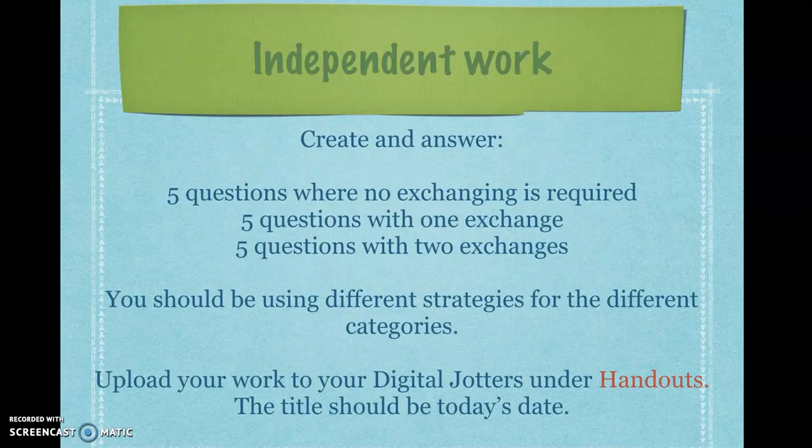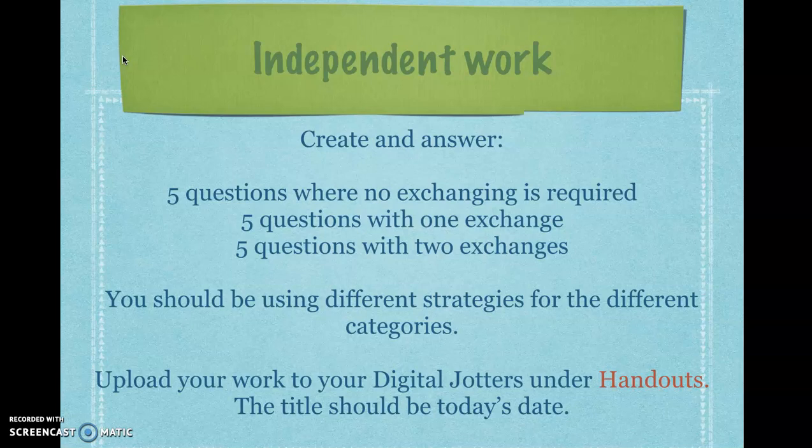I hope that all makes sense, and now I'd like you to do some independent work. You can write your results or your answers on paper and upload a photo, or you could do it on Word, it's up to you. So I would like you to create 5 questions where there's no exchanging required. So this is where all the digits on the top are greater than the digits on the bottom, and you can just work simply from left to right.